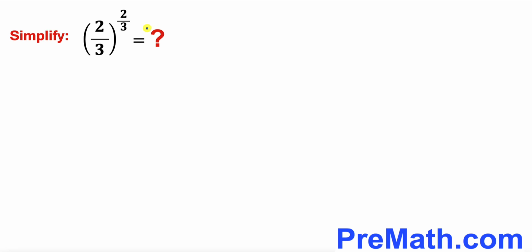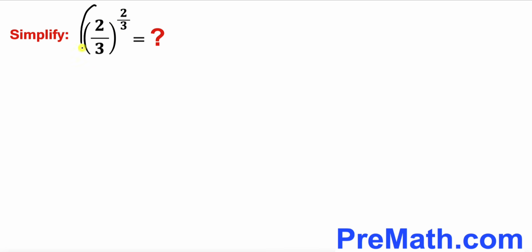Let's go ahead and get started and let's focus on this problem. We got (2/3) to the power 2/3. In other words, our base is 2/3 and our exponent is 2/3 as well. And here's our very first thing. We are going to tweak this exponent. 2/3 could be written as 2 times 1/3.